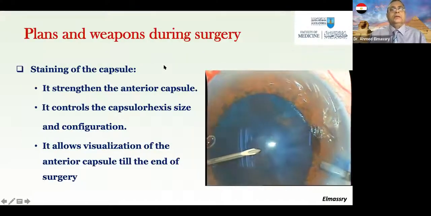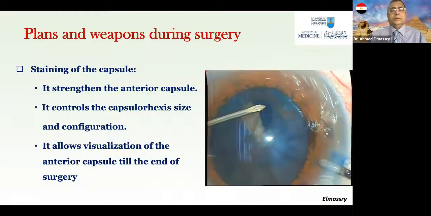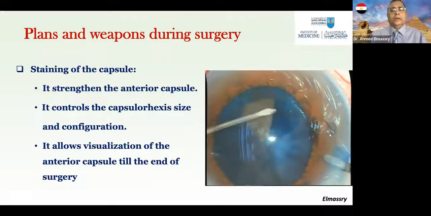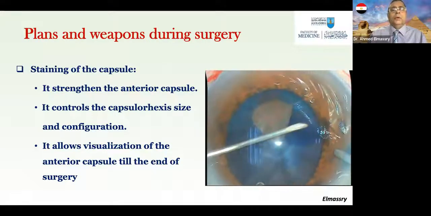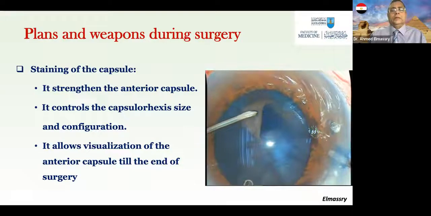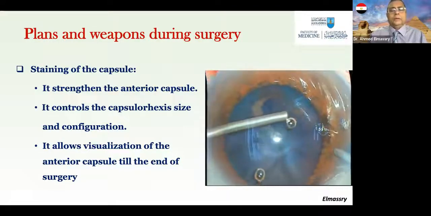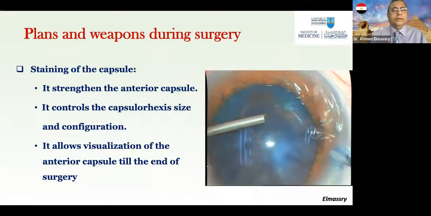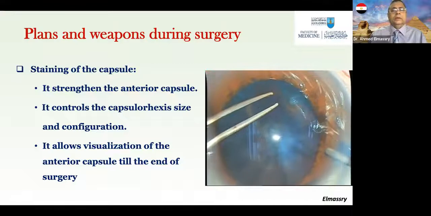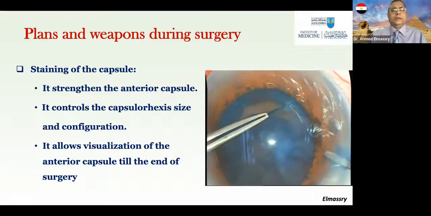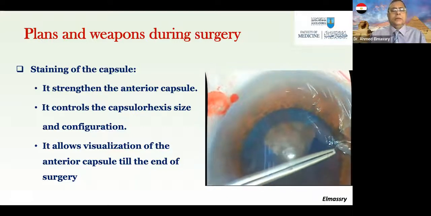Take care during the capsular access. Staining of the capsular access is mandatory in the mature cases and in the traumatic cases, because it gives you a tougher anterior capsule that you can control all around. Use enough viscoelastic, and control the capsular size because you may need to put a capsular tension ring inside and allow visualization of the anterior capsule to the end of the surgery.